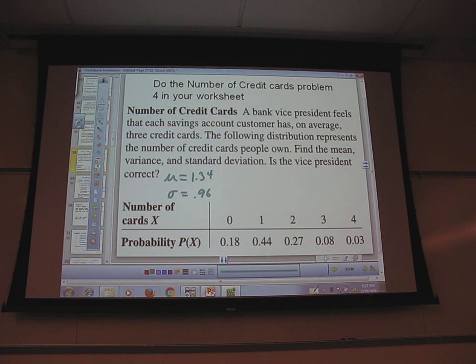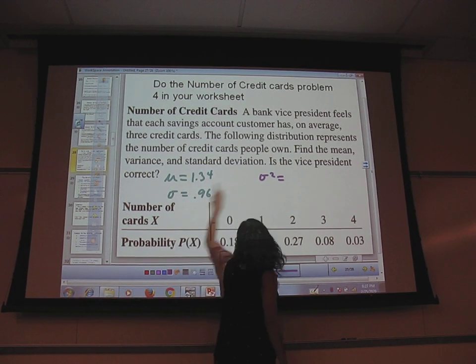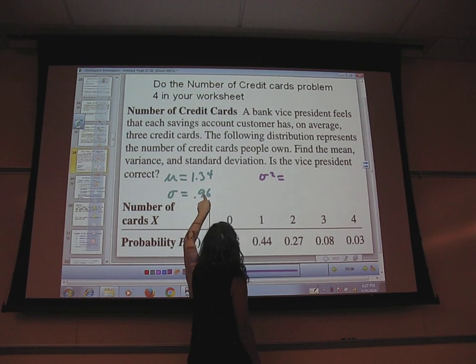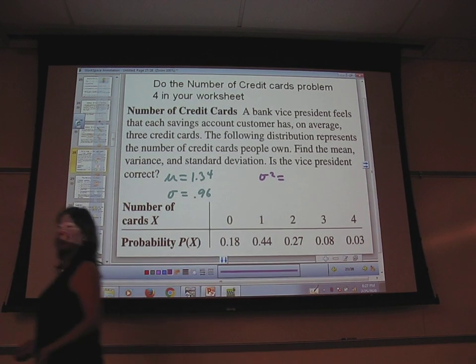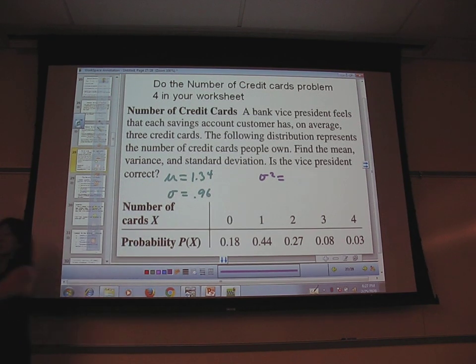Now, I need the variance. What's the symbol for variance? Sigma squared. If I have sigma, how do I get the sigma squared? You square it, right? You take this and you square it. You square both sides, right? If I squared both sides, I'd get sigma squared over here. So this is 0.96 squared, which is what, 0.92? Great. Nice.